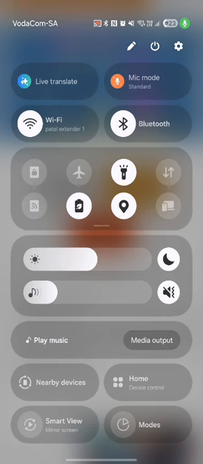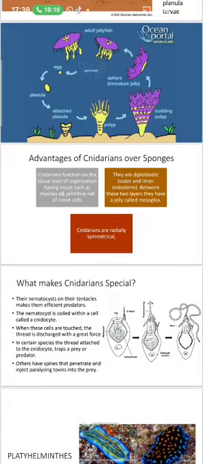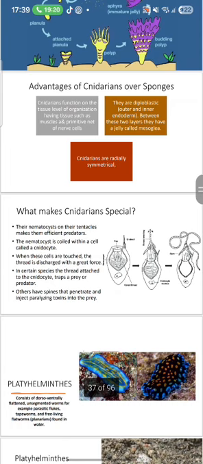So, what makes Cnidarians special? So, they continue. Okay. So, what makes Cnidarians special?